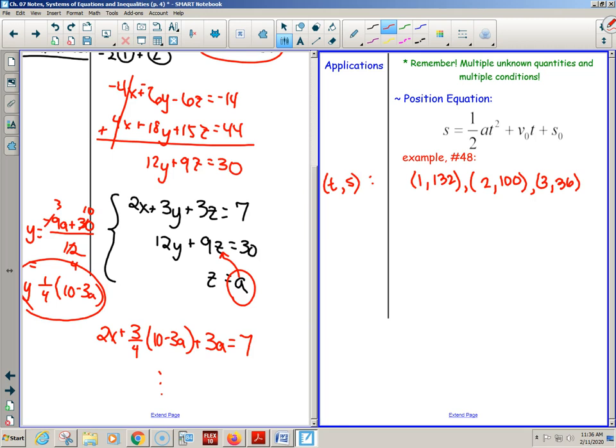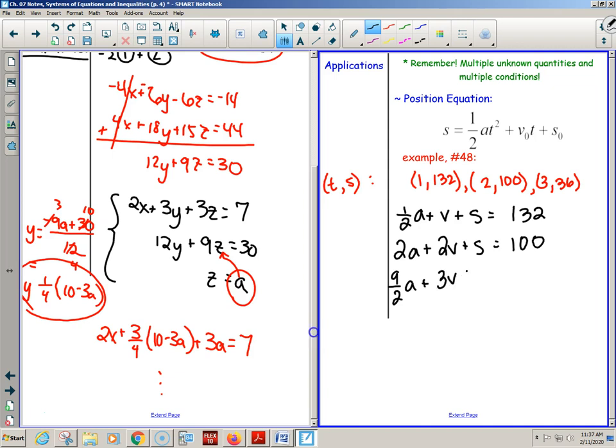What we would do is take that information and say, so if I plug in 1, I would get 1/2 A times 1 plus V times 1 plus S equals the position. And then I can plug in 2, and 2 times 2 is 4 divided by 2, I get 2a plus 2 times v plus s. Now I'm at 100 feet. I can plug in 3, which is going to be 9 halves a, plus plug in 3v plus s equals 36. Do you guys see a system of equations? Because I do.